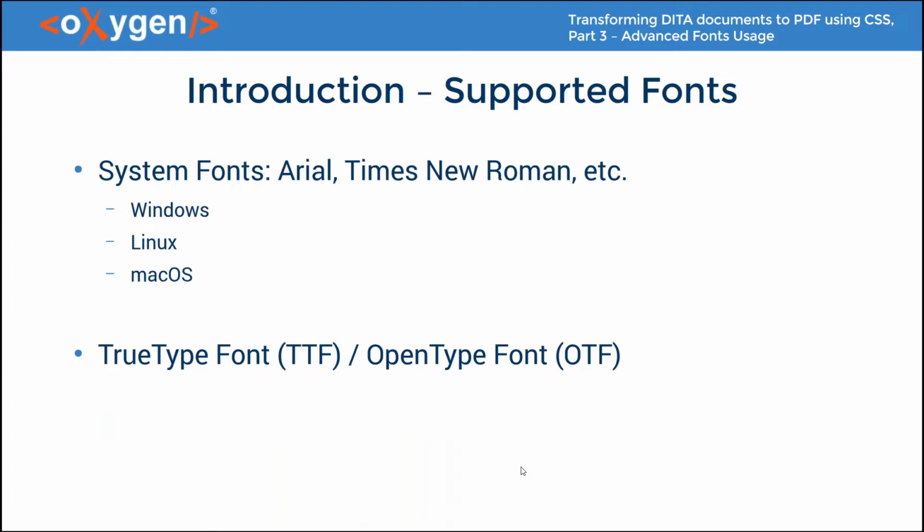Besides the standard fonts, Oxygen Publishing Engine and Oxygen PDF Chemistry support the system fonts, like Arial or Times New Roman. By system fonts, I mean all the default font packages that are available in the operating system. This is why in the list I wrote the Windows fonts or the Linux or macOS font packages. And in addition to the system fonts, you can also use the TrueType or OpenType font formats.